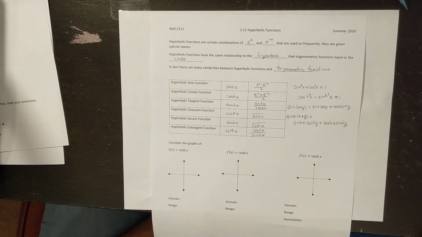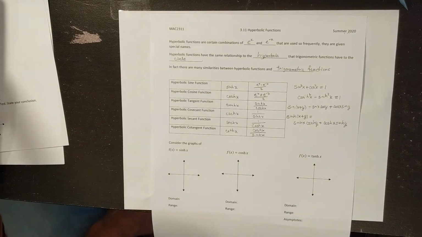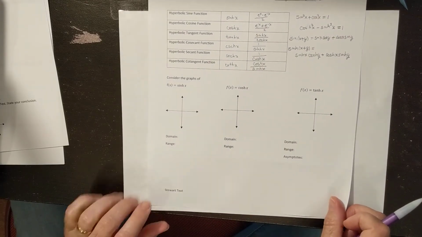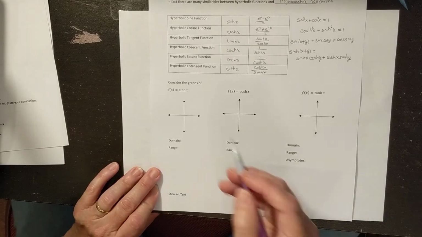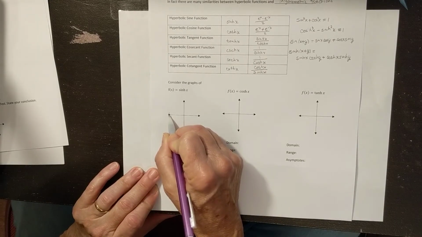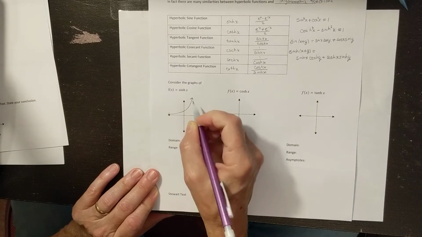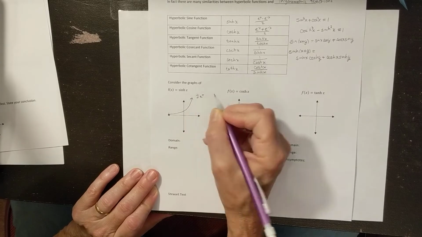Okay, so let's look at the graphs of hyperbolic sine. It is the combination of e to the x over 2 minus e to the negative x over 2. So if we were to graph e to the x over 2, it is going to look like an exponential function. It's going to hug this, and it's going to kind of go up here like this. This would be 1/2 e to the x.